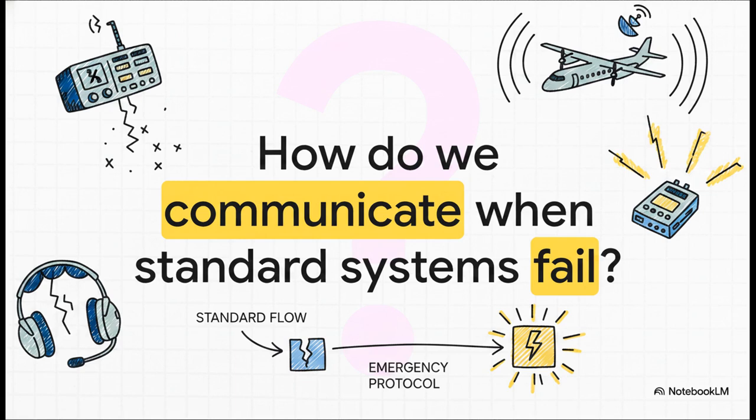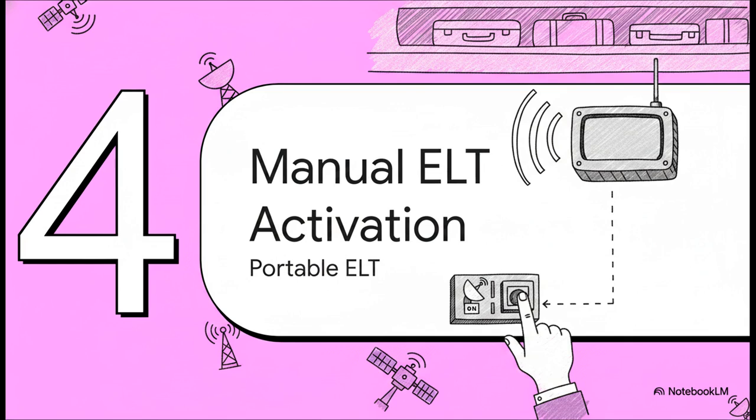But what happens when standard systems fail? We have to transition our focus from everyday cockpit radio flows to the critical protocols required when we lose our standard communication lines. Section 4. Manual ELT activation. This brings us to the Portable Emergency Locator Transmitter, or ELT. In a typical Bombardier Q400 installation, you're going to find this unit up in the right-hand forward overhead bin. Let's look at how to manually activate it.